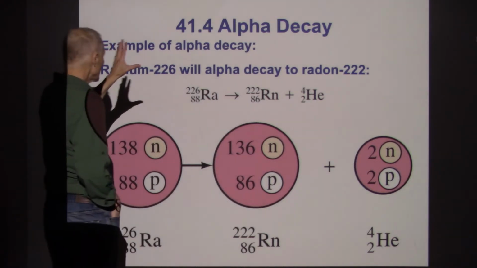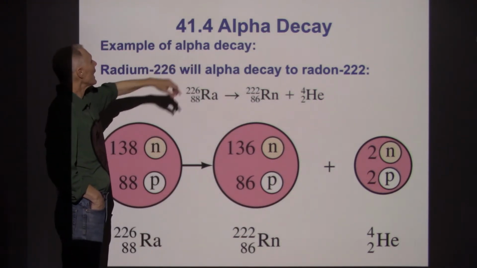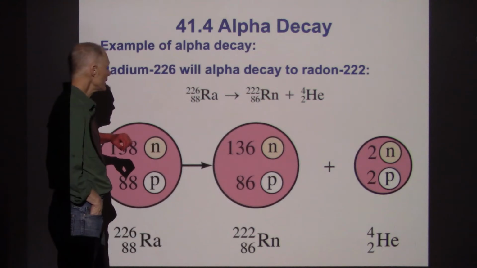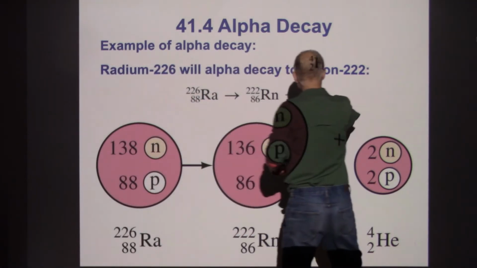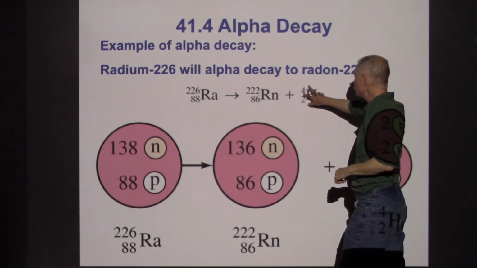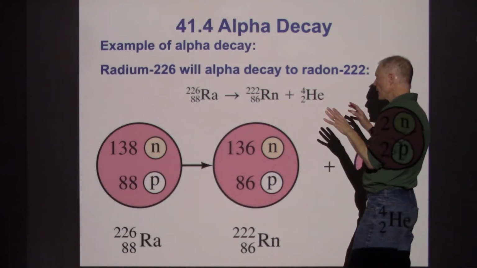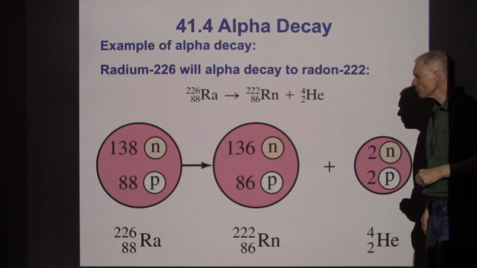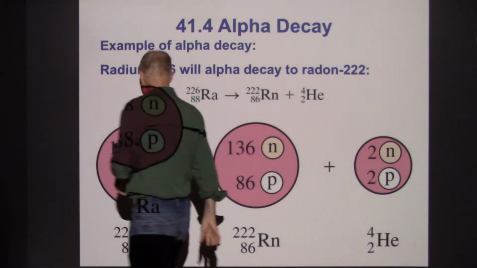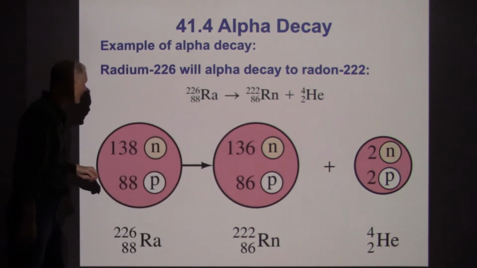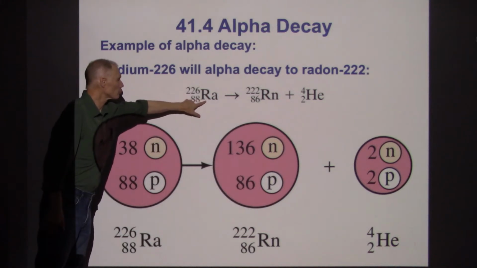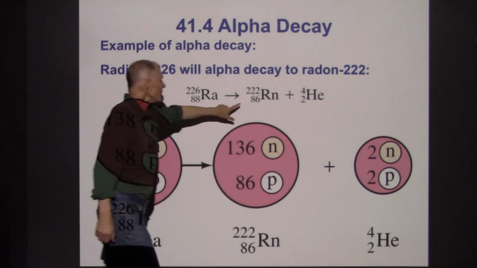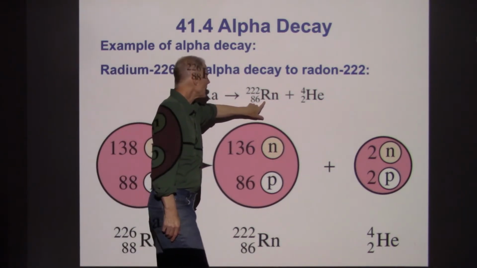So what initially was labeled as alpha decay is 2 protons and 2 neutrons separating as one package away from the nucleus. Here's an example, and it's a really large example. They drew this really big so we can see it. This is radon, this is radium, and this is helium.